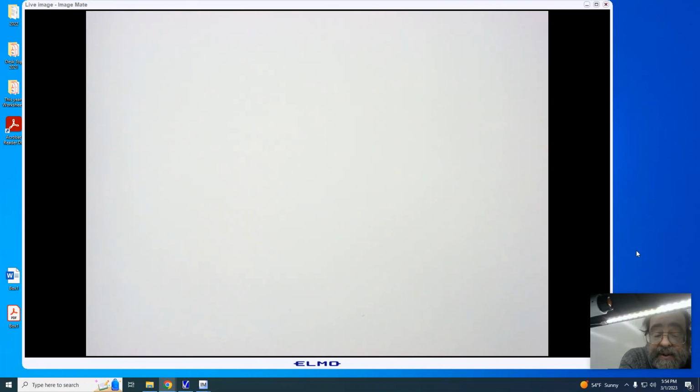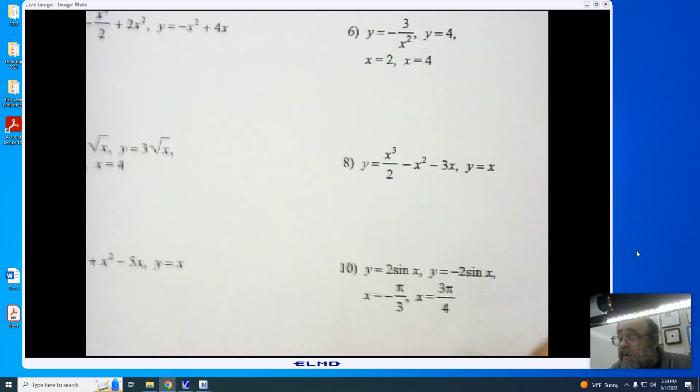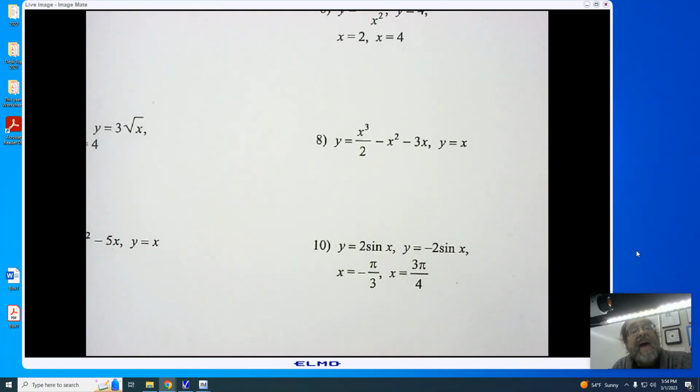Once again, number 6 is pretty much identical to number 4, so you shouldn't have too much of a problem. Number 8 is a little bit more confusing. The reason it's more confusing is because you'll notice they don't give us endpoints. In fact, what we're looking for are the intersections.